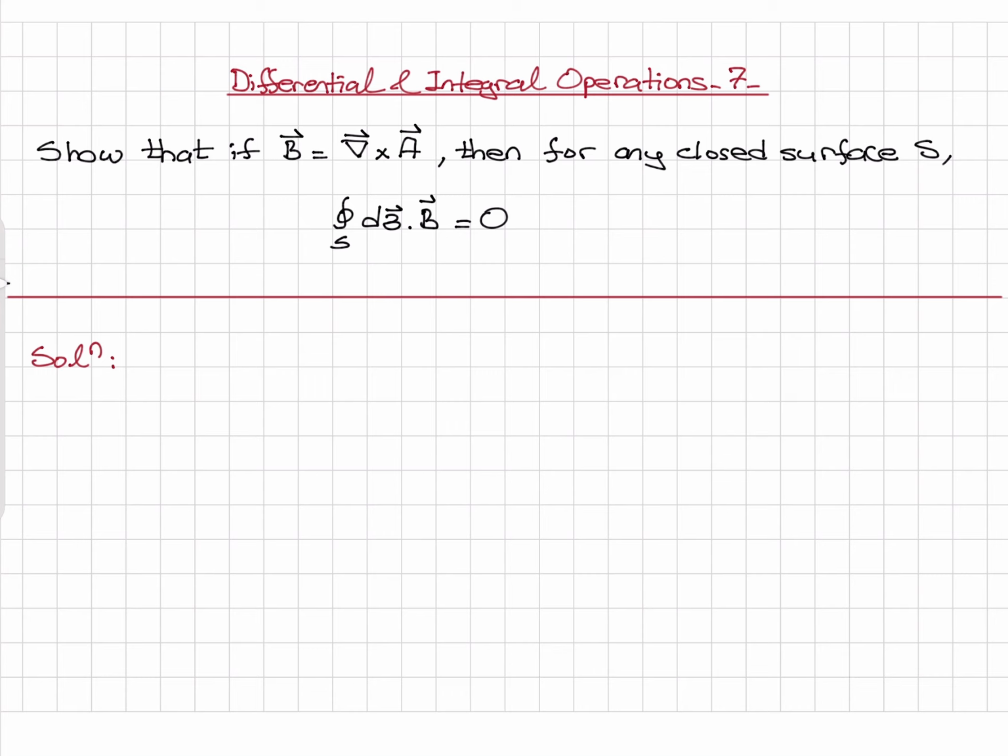Now let's recall Gauss theorem. The volume integral d tau of the divergence of a vector B is the closed surface integral, that is, at the boundary of this volume, d sigma dot product with B. So this is Gauss theorem.